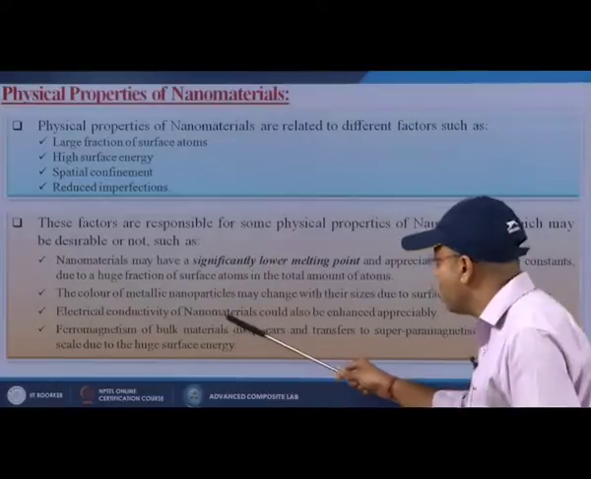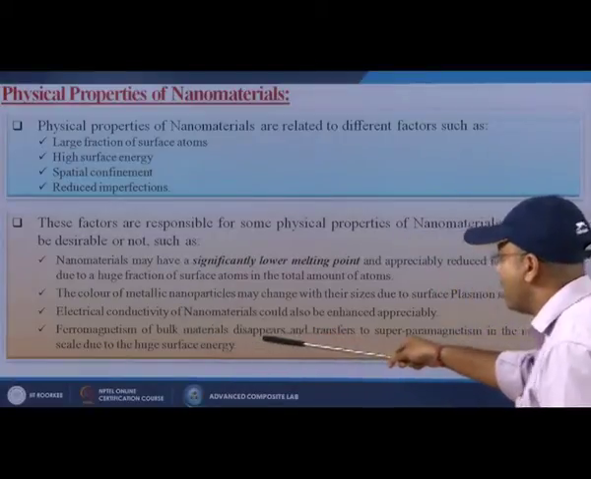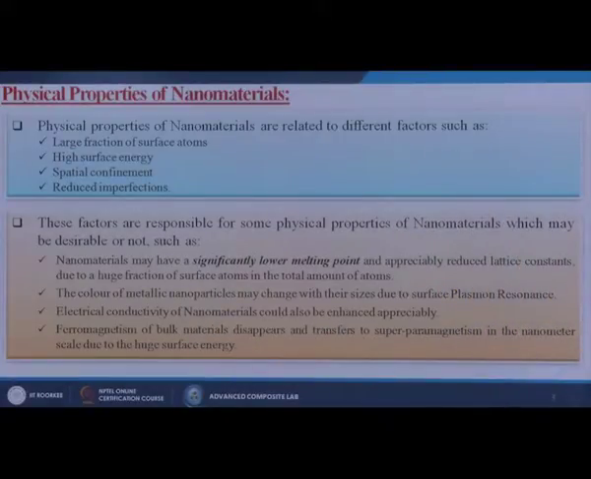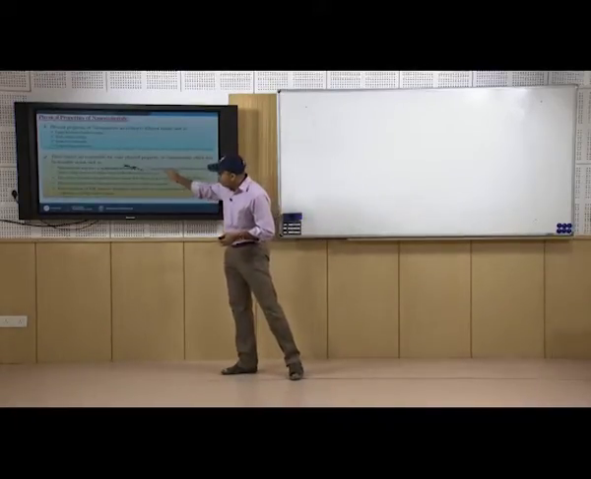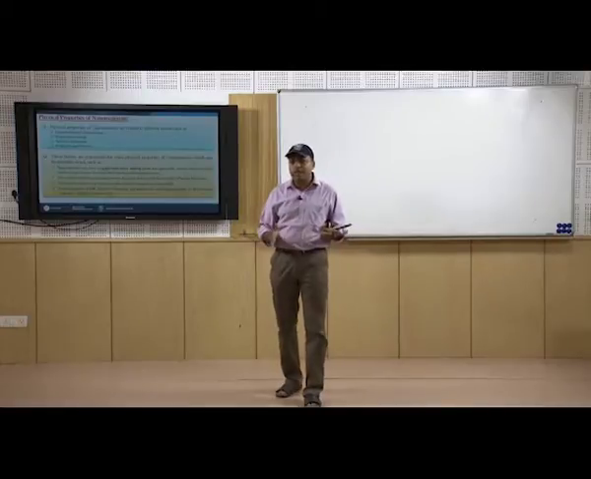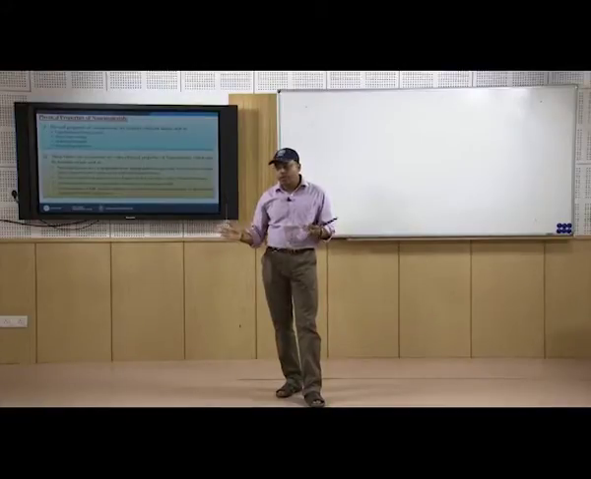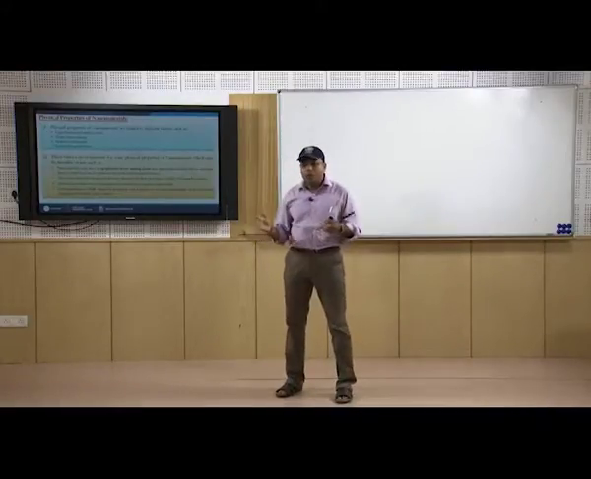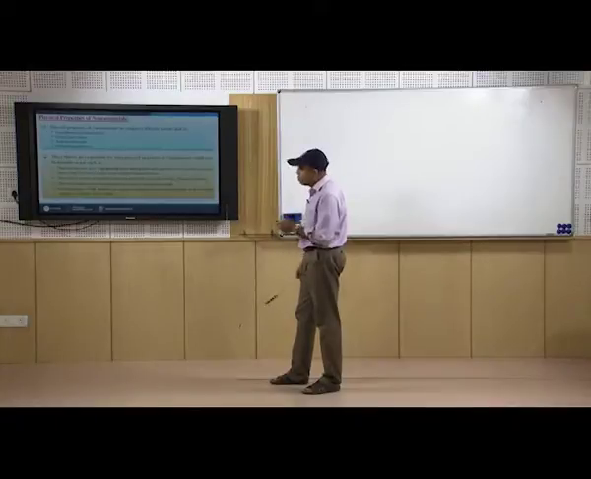Electrical conductivity of nanomaterials could also be enhanced appreciably. Ferromagnetism, or the magnetic properties of bulk materials, disappears and transfers to superparamagnetism at the nanometer scale due to the huge surface energy. All these things are the beauty of these materials when we change their size from the micrometer level to the nanometer level. This is the vital parameter for why we reduce the size to get better properties, which we will see in detail in the subsequent slides.